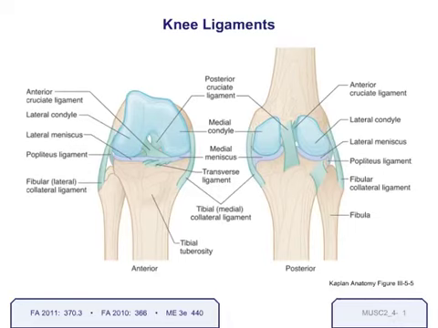And now we're going to move on to some ligaments. In particular, we're going to talk about the knee ligaments first. Now, there are several important ones you can see pictured on your screen right now. On either side of the knee, you have the LCL and the MCL. That stands for lateral collateral ligament and the medial collateral ligament.